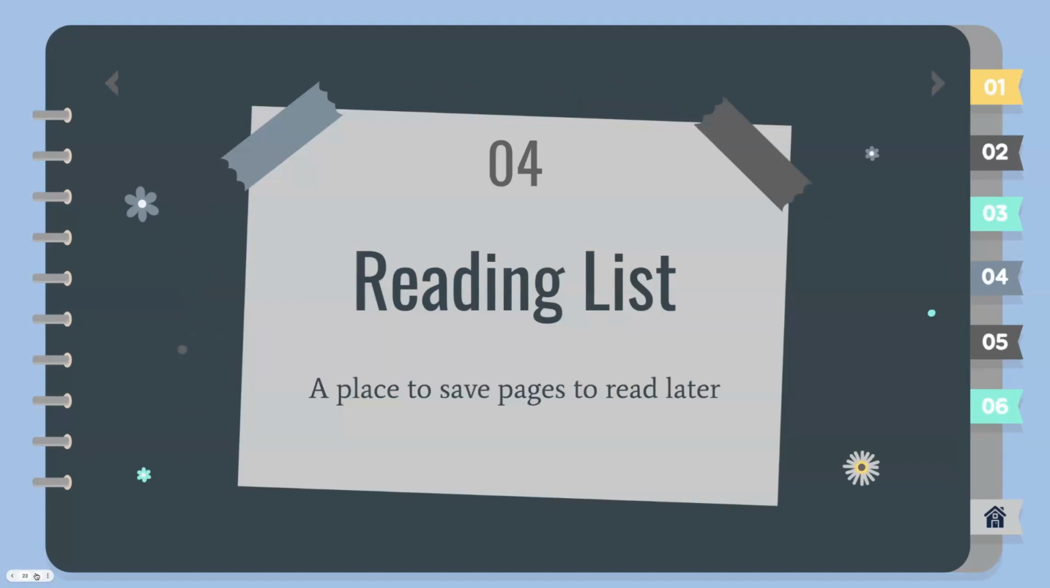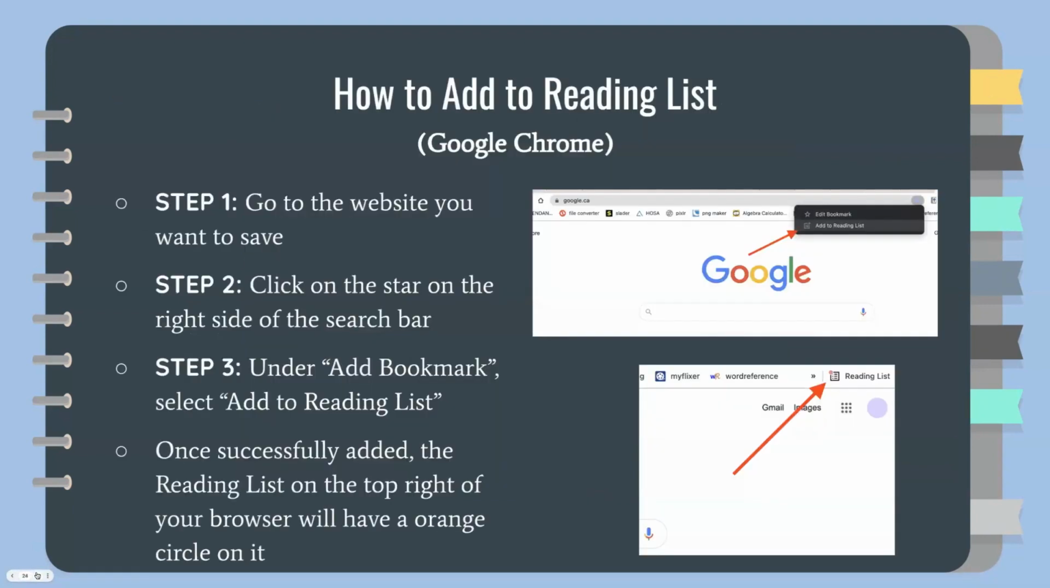Now we're going to be talking about reading list. How to add a reading list on Google Chrome. Well, first go to the website you want to save. Then click on the star on the right side of the search bar. And then under Add Bookmark, select Add to Reading List. Once successfully added, the reading list on the top right of your browser will have an orange circle on it.